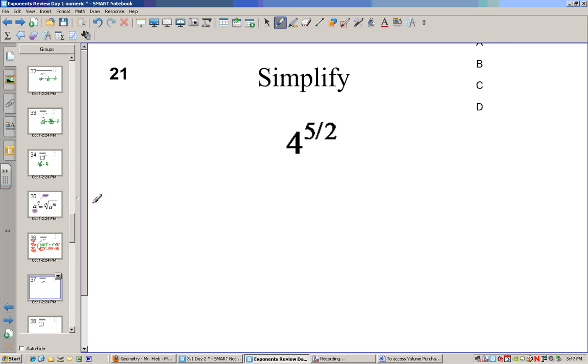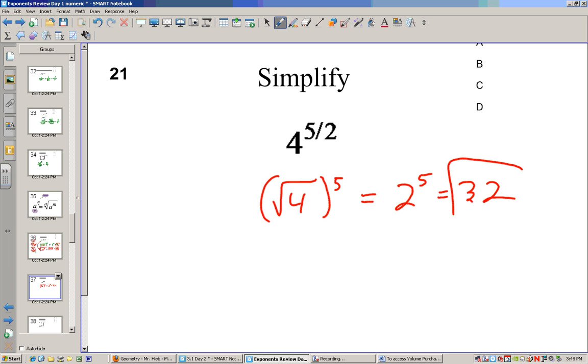All right, 4 to the 5 halves. I can take the square root of 4 pretty easy, so I'll do that first, and then I'll take that to the 5th power. So now that's just 2 to the 5th, so we have 32 for an answer.